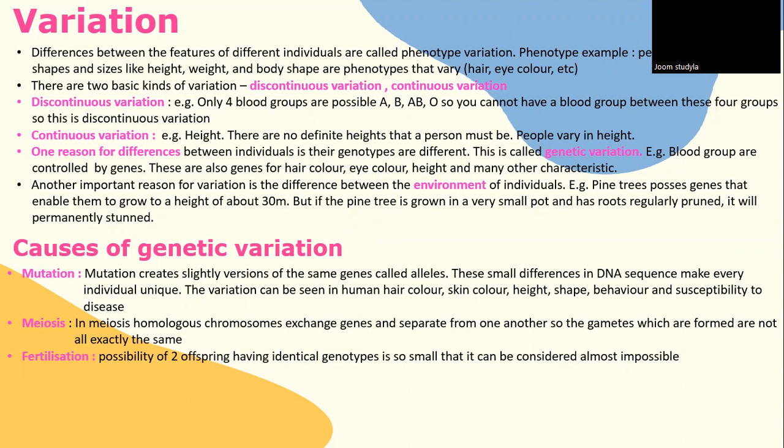And thirdly is fertilization. The possibility of two offspring having an identical genotype is so small that it can be considered almost impossible.